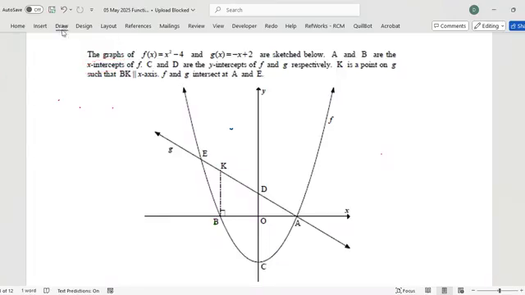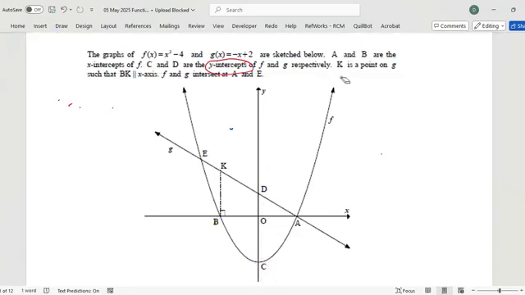And they are saying C and D are the y-intercepts. What do you do to find the y-intercept? At x is 0. So for us to find the coordinates of D and C, wherever we see x, we're going to put 0, because we know that on the y-axis, x is equal to 0.